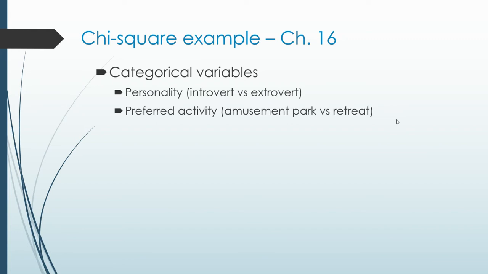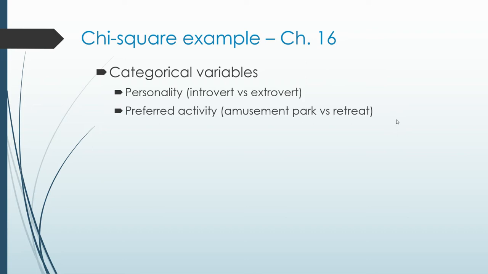So looking at the example from Yaki's chapter 16, he has two categorical variables, and he's asking the question, is there a relationship between them? So the data that's there for one categorical variable, which is called personality, is either people have been classified as either being an introvert or an extrovert. So those are the two groups, or the levels, that are related to the personality variable.